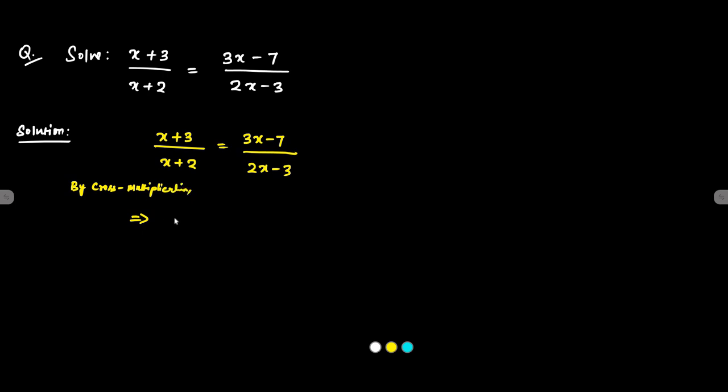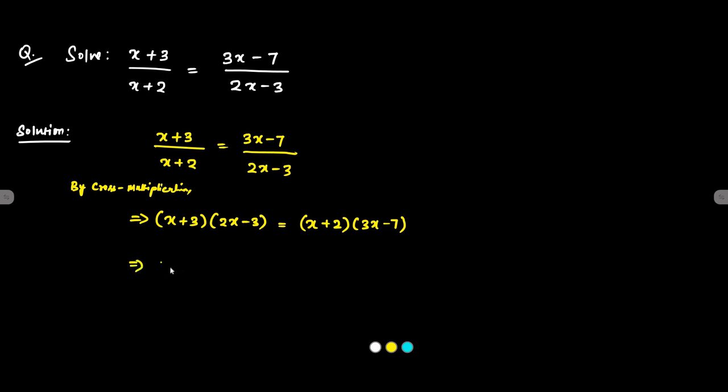we have (x + 3) into (2x - 3) is equal to (x + 2) into (3x - 7).